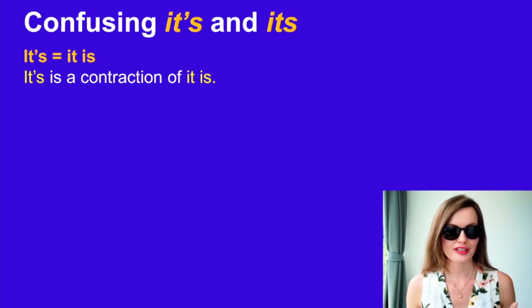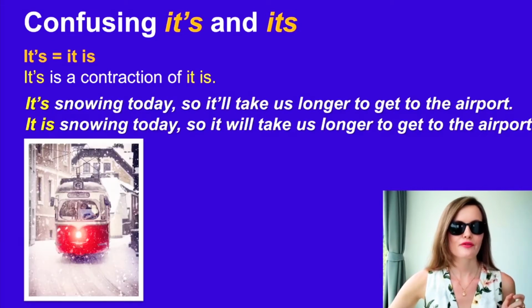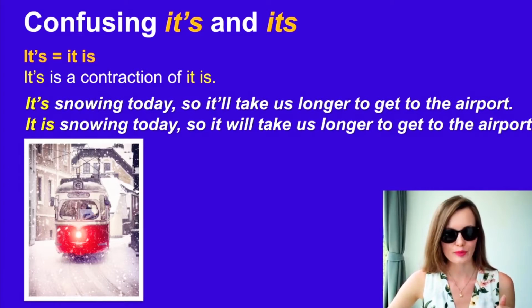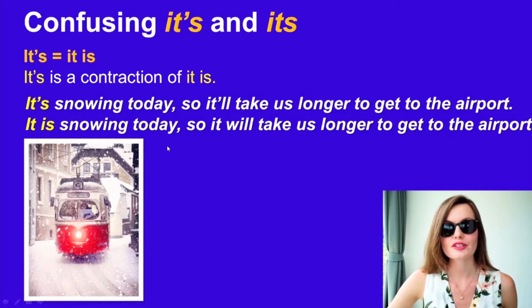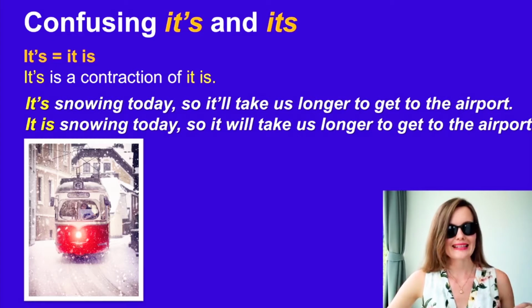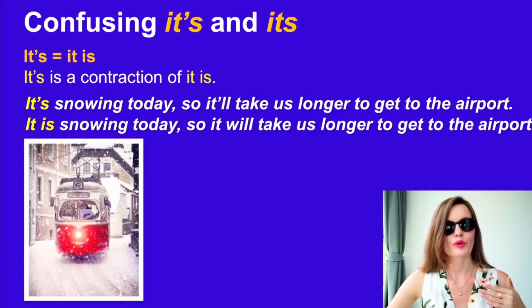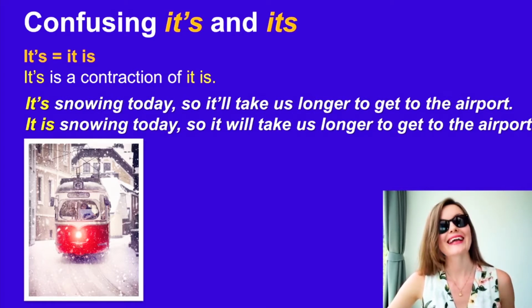It's with an apostrophe is a short form or a contraction of it is. For example, it's snowing today, so it'll take us longer to get to the airport. It's a short form. Also, we can use not a short form. We can say it is snowing today, so it'll take us longer to get to the airport. It is snowing today. It's snowing today. When we want to make a contraction or a short form, we drop the letter I and put an apostrophe instead, and we get it's.